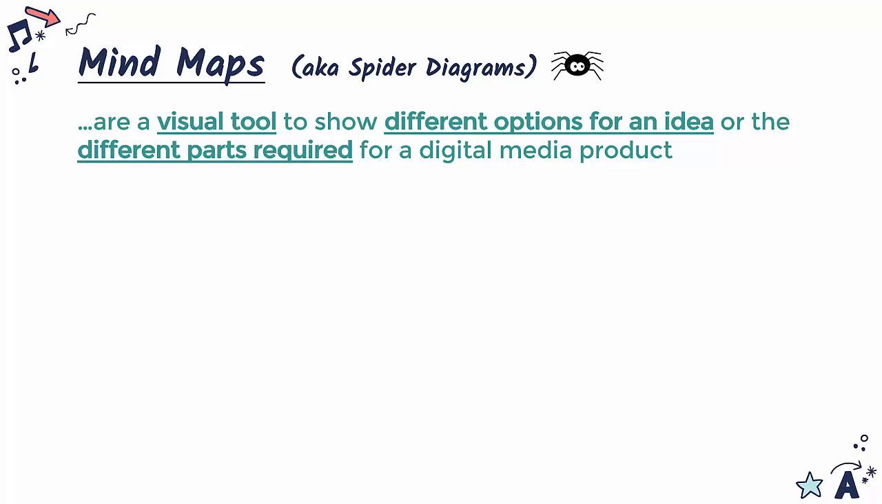First of all, they can show different options for an idea and how different options interconnect, and they can also, as part of your mind mapping process, help you come up with more ideas for your product. But secondly, they can also be used to just show you the different parts required for your product. Maybe a bit later in pre-production, once you've got a concrete idea for your product, you might use a mind map to show how different stages of production are going to work and how they're going to connect.